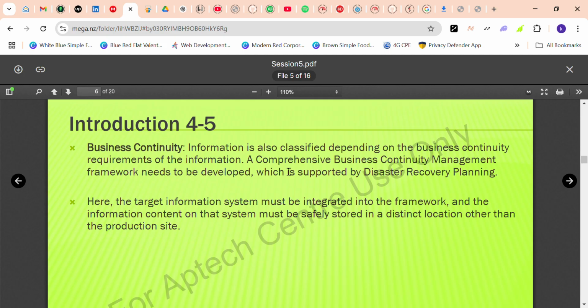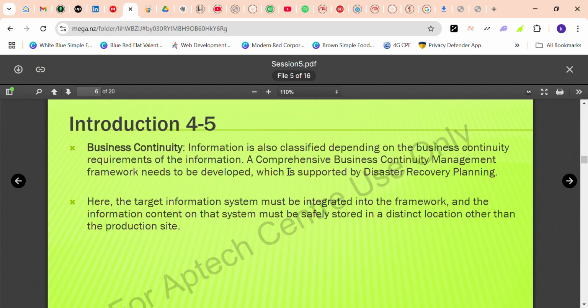Information is classified depending on the business continuity requirement of the information. A comprehensive business continuity management framework needs to be developed, which is supported by disaster recovery planning. In this process, depending on how classified all these assets are, we determine how we are going to plan disaster recovery.